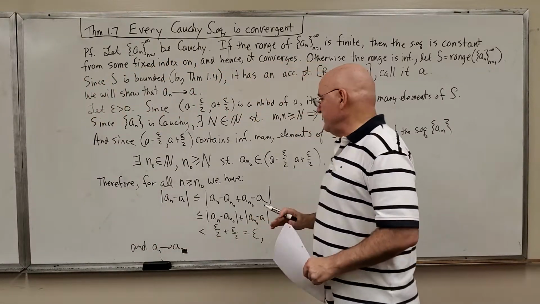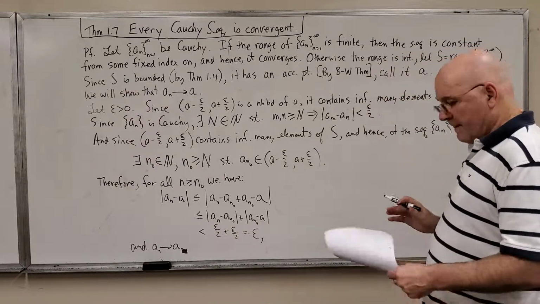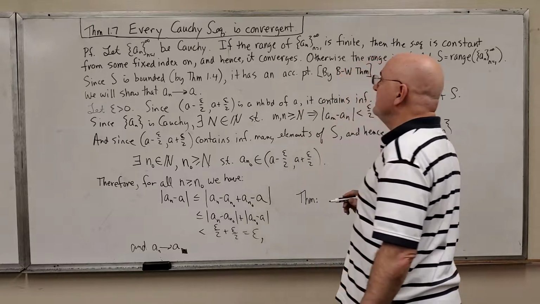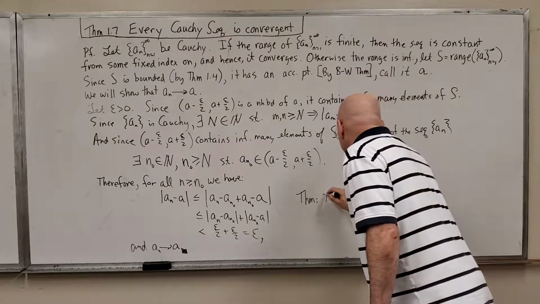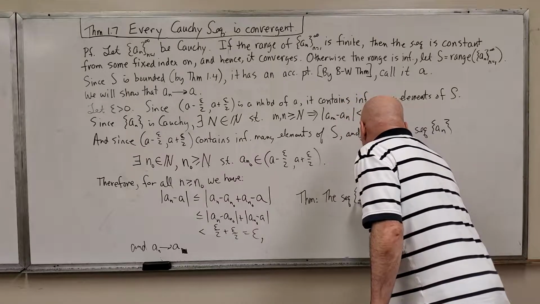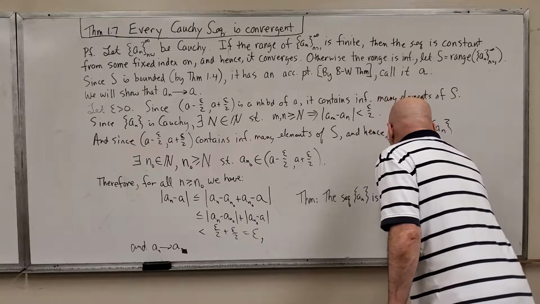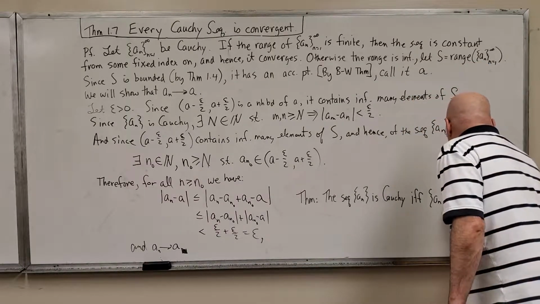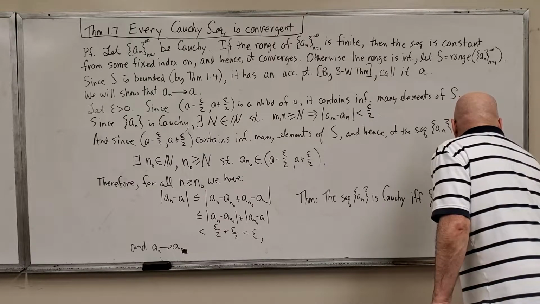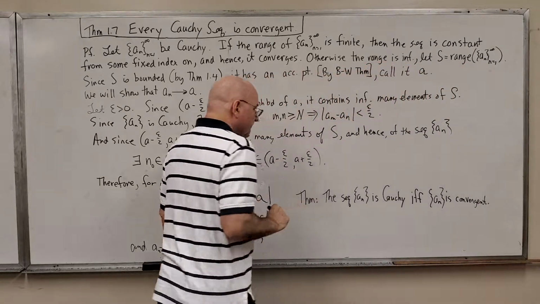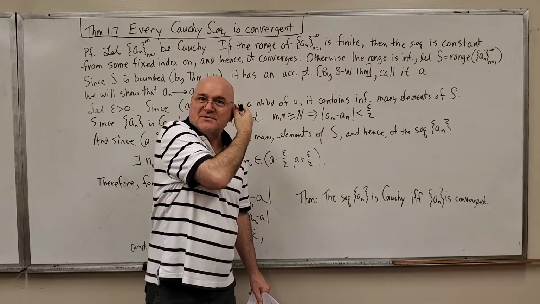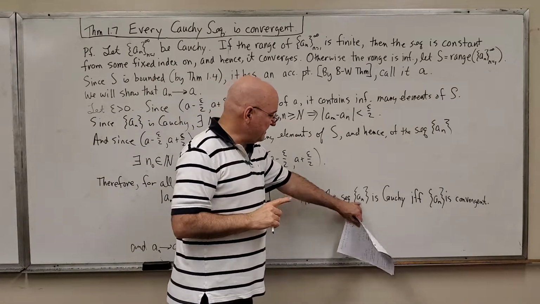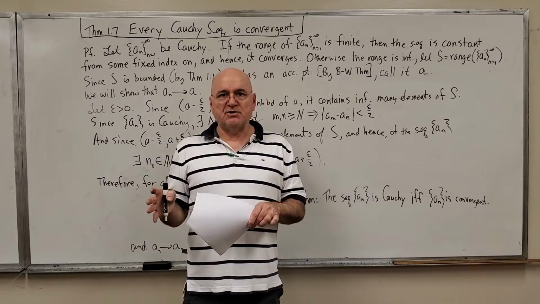So one final statement that we can make, I should write it down as a theorem, maybe I will. It kind of summarizes what we did in this section. The sequence a_n is Cauchy if and only if a_n is convergent. Now that only holds true for the real numbers that we're studying. In general, that's not true, but in our real analysis class, it is true. When this is a sequence of real numbers, the sequence is Cauchy if and only if it's convergent.